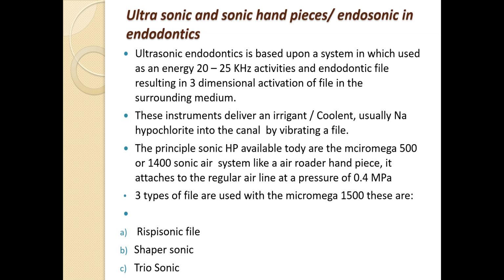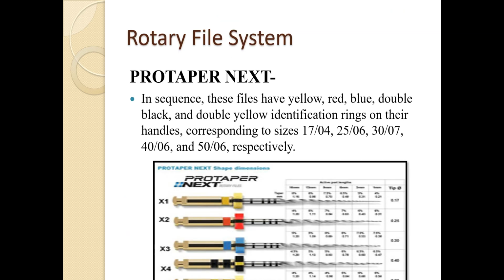The principal sonic handpieces available today are the Micro Mega 1500 sonic air system, like an air rotor handpiece. It attaches to the regular air line at a pressure of 0.4 megapascal. Three types of files are used with the Micro Mega 1500. These are Rispisonic, Shaper Sonic, and Trio Sonic.